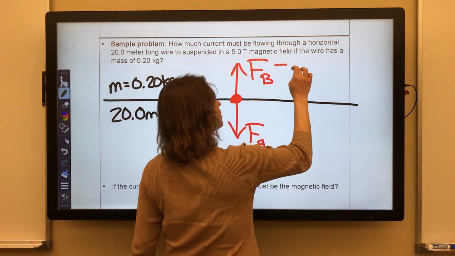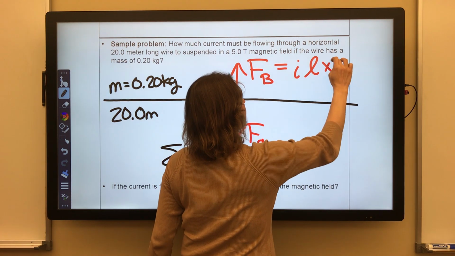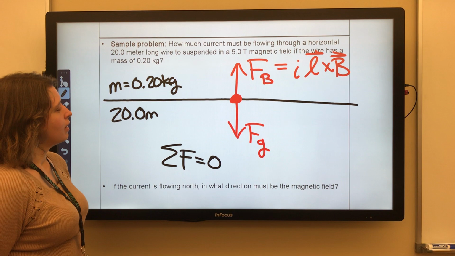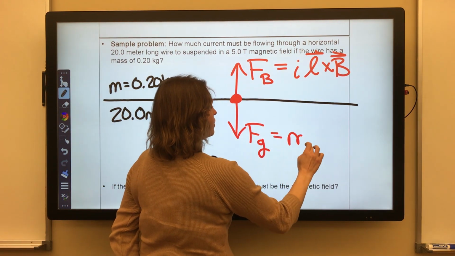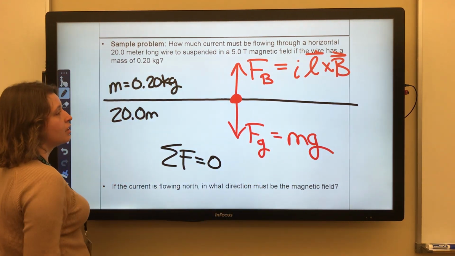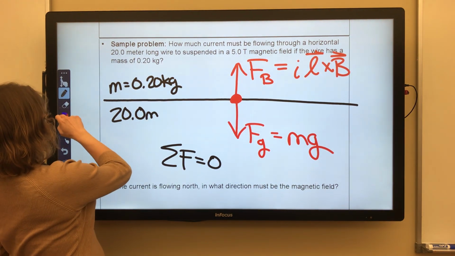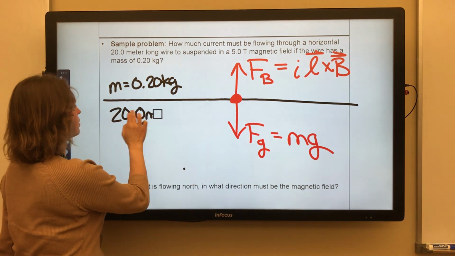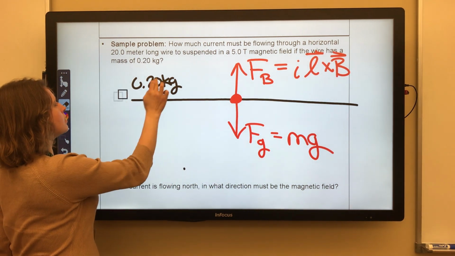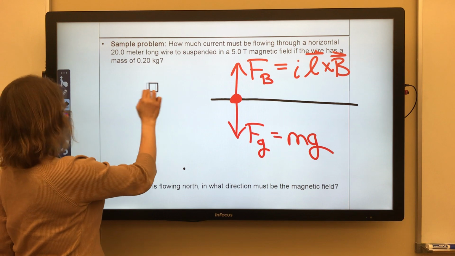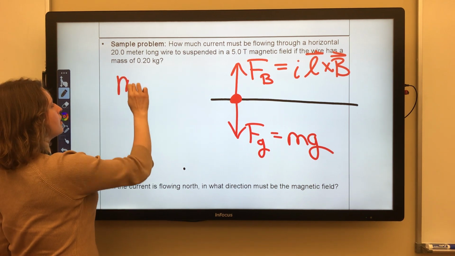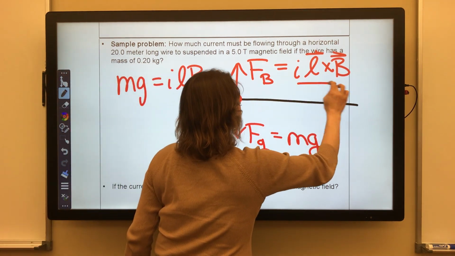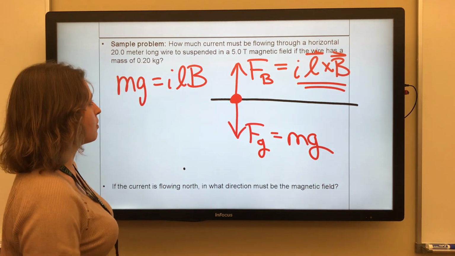Now that magnetic force I know is I, L cross B. And I know gravitational force is mg. So now I need to just set these forces equal to one another. So let's clear some space. All right. So if these forces are balanced, then mg equals ILB. I'm going to assume that these are perpendicular because that's going to maximize that force.